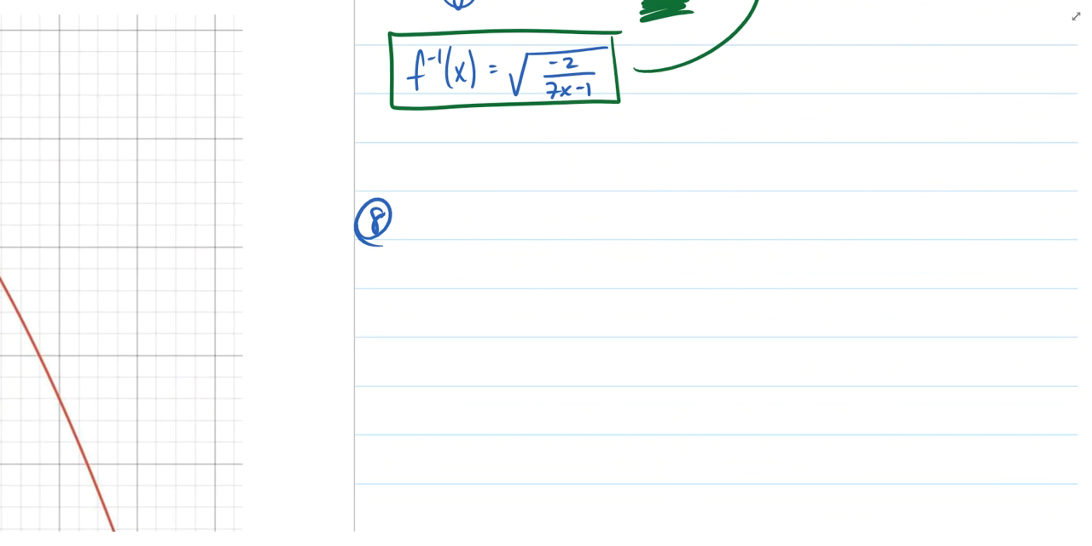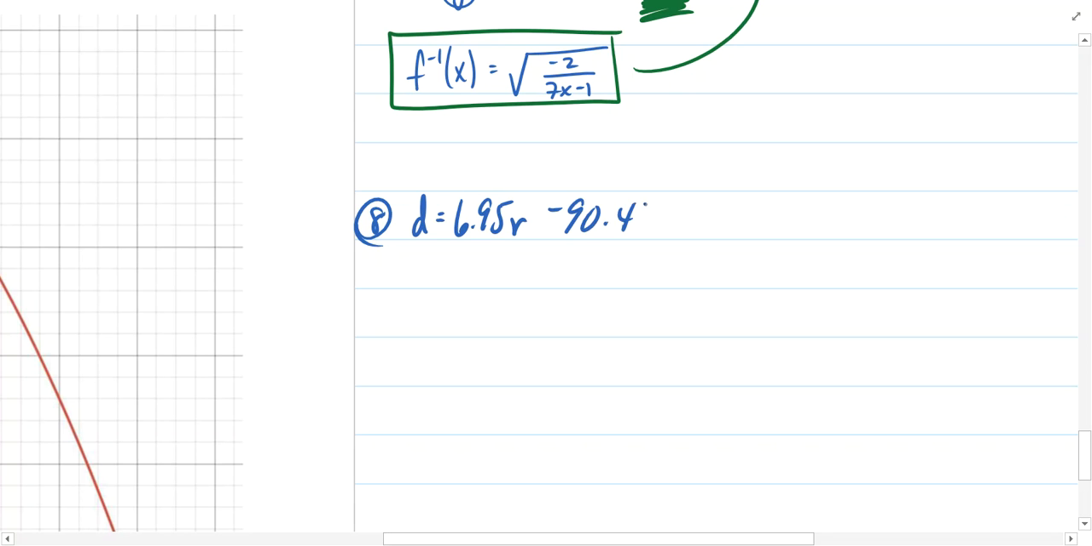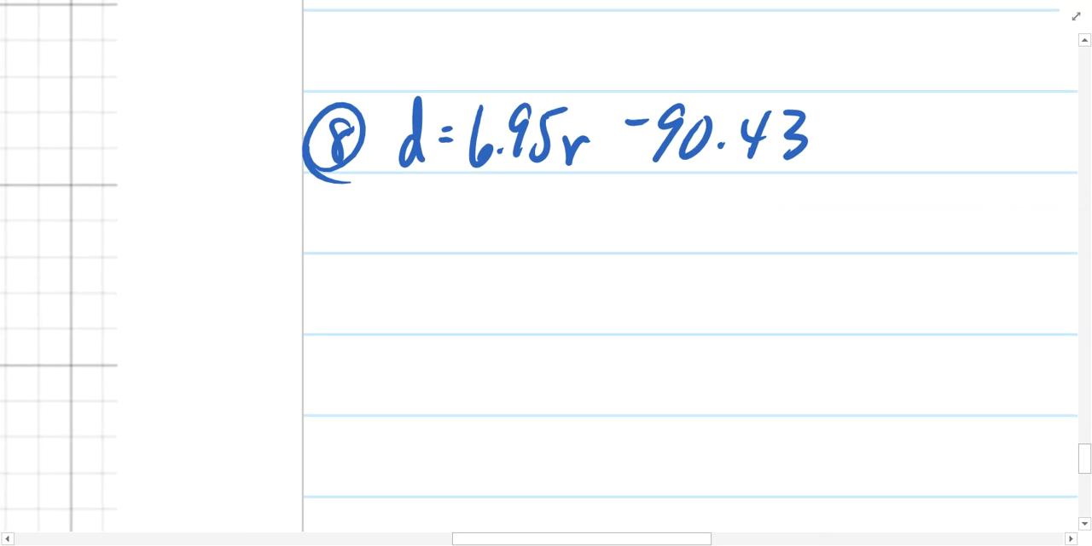So if the function notation is bothering you a little bit, then we may just write this as distance is equal to 6.95 r minus 90.43. That was the original expression. So now we'll just solve for the other variable and isolate it. Now here's where naming variables is very nice. Instead of using x and y and trying to keep straight which x and which y are we talking about, well, d and r stand for distance and rate, regardless of where they exist in the equation. So we really don't have to rename these functions whatsoever.